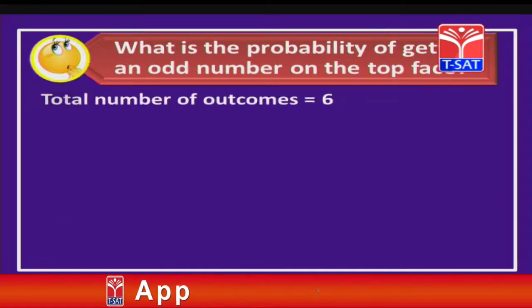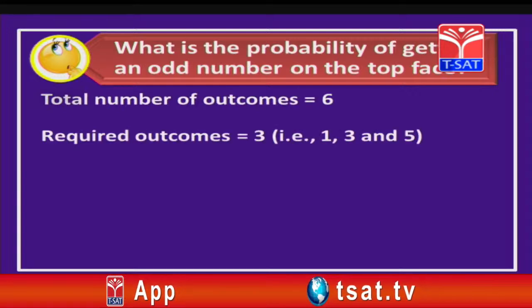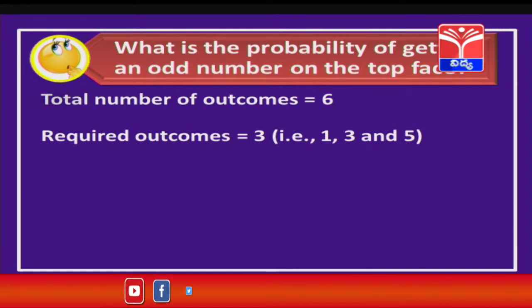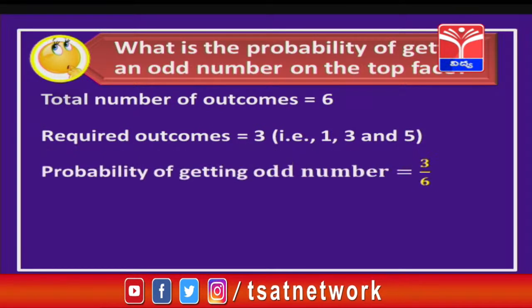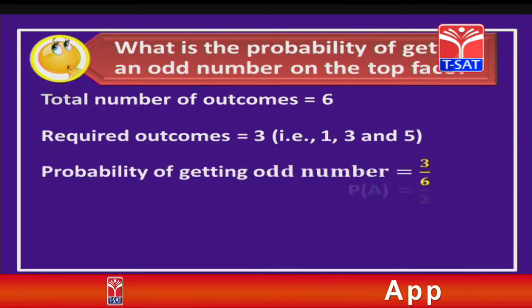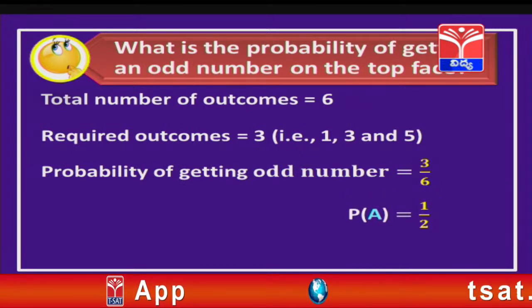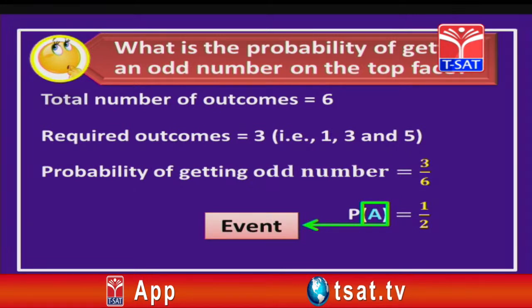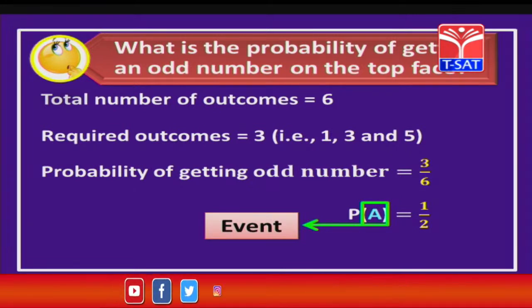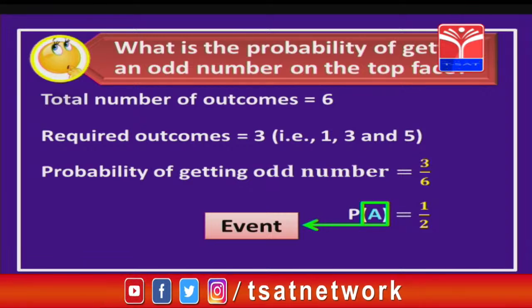Now, let us see what is the probability of getting an odd number on the top face, children. So, we have seen already total number of outcomes are 6 and required outcomes are 3, that is 1 or 3 or 5, because odd number is 1, 3 and 5 out of 6 outcomes. So, probability of getting odd number is 3 by 6, that means I can write it as 1 by 2. Now, here this A actually represents an event, just now we have seen also probability of getting head. So, getting head is an event, okay children, here we denote it as A.